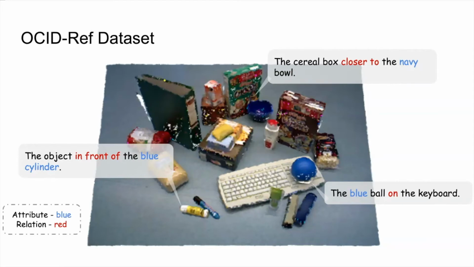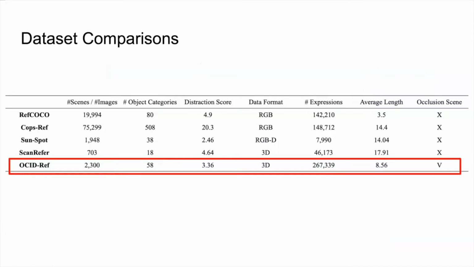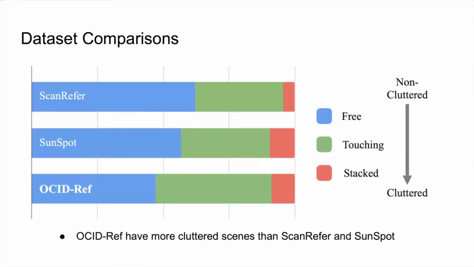Here are some examples of our OCID-Ref. The upright sentence, the cereal box closer to the navy board, is a referring expression, where navy is the attribute and closer to is the relation. Compared to existing visual grounding datasets, OCID-Ref is the first dataset featuring both 3D signals and object occlusion, which are both crucial for visual grounding for human-robot interaction. Besides, OCID-Ref has more challenging and cluttered examples than the current 3D visual grounding datasets.